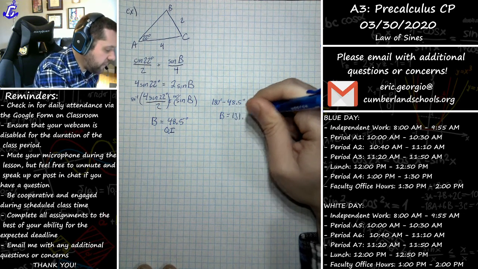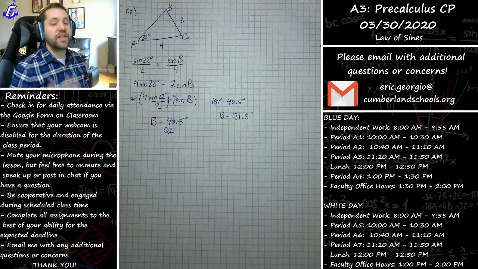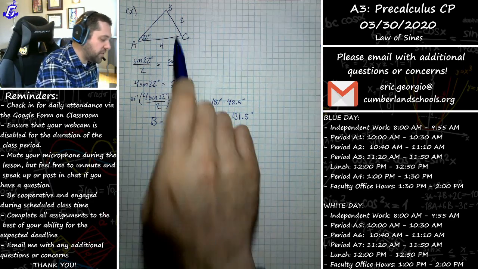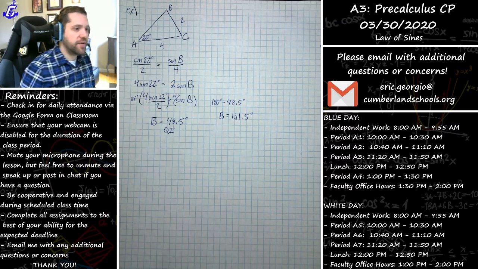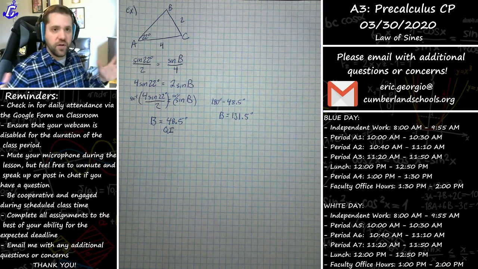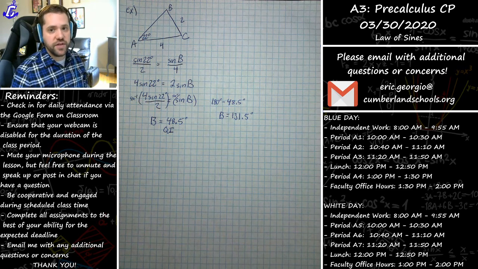131.5 degrees. And if you notice, that actually is a logical result. You could take 131.5 degrees, put it in for angle B, and you would notice that we are still under our total of 180 degrees. That would just represent that it's an obtuse triangle with these measurements instead of an acute triangle with these measurements.